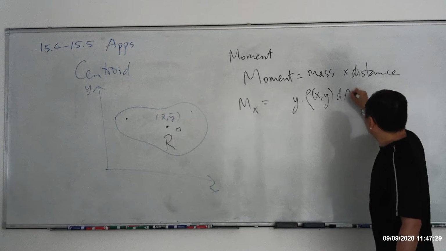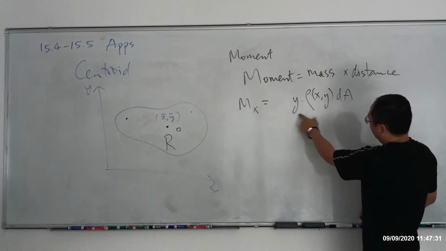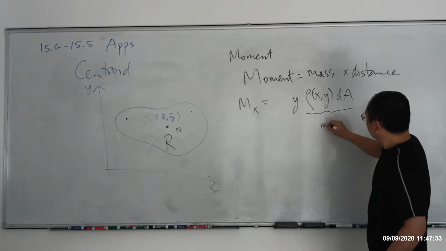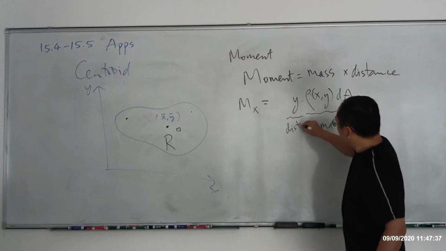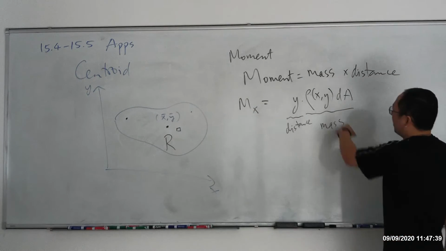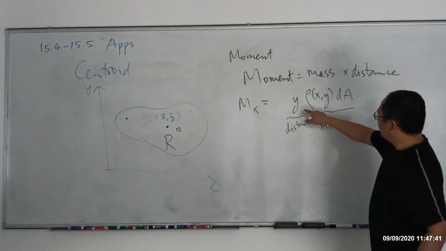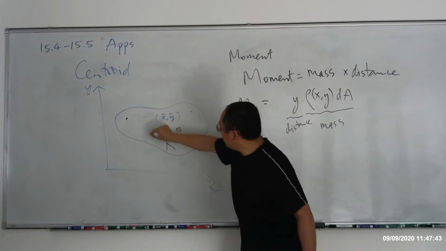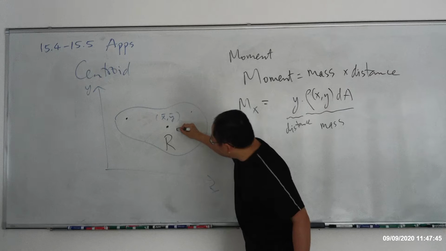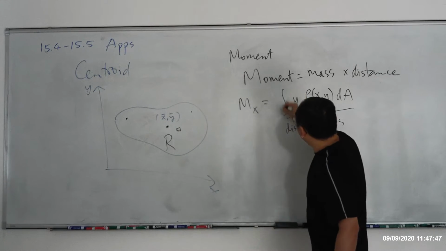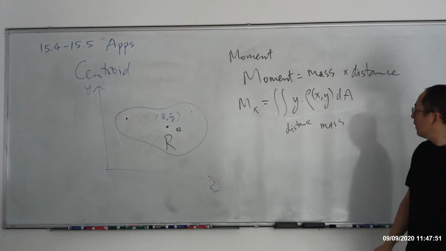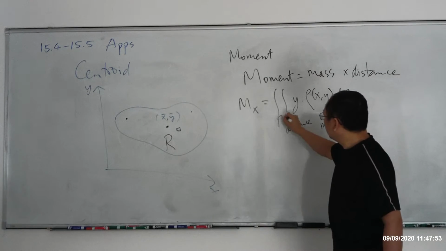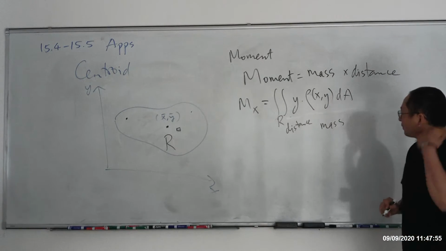So this is the distance, and this is the mass, and this is the distance right here. Okay, distance times the mass. And this is distance times the mass of a little bit of the thing, a little box right here. You're going to add them all together. You have the moment for the whole thing. Okay, double integral over the region R.